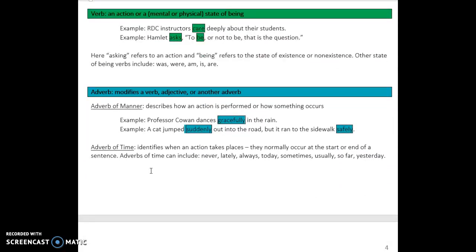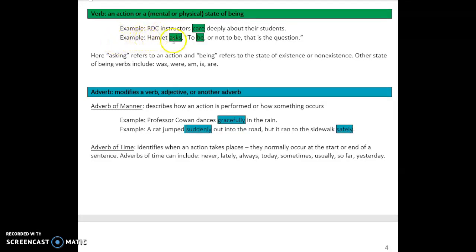Verbs are an action or a mental or physical state of being. For example, RDC instructors care deeply about their students. Care is an action, and that's what RDC's instructors do for their students.